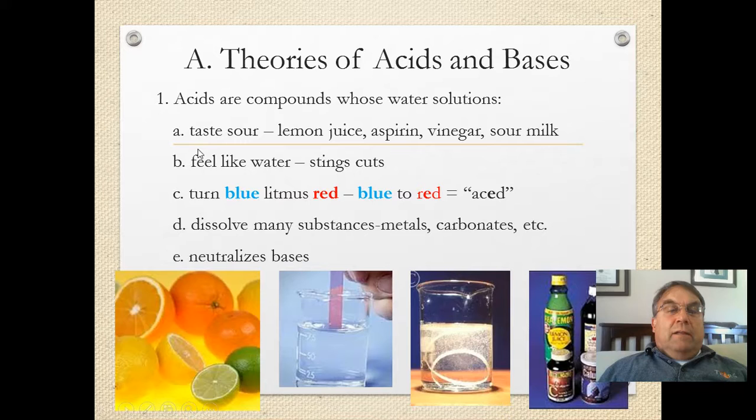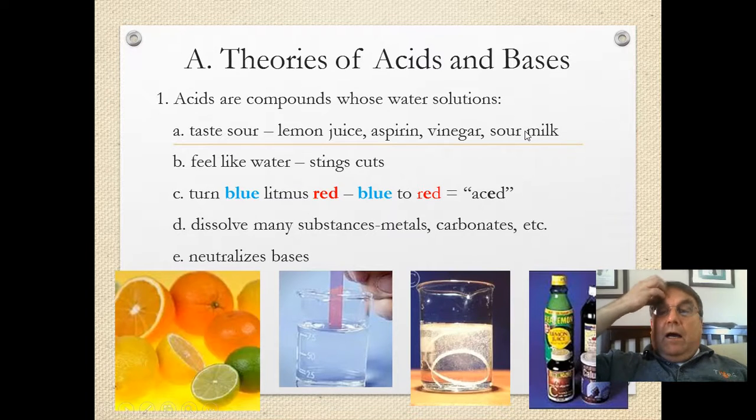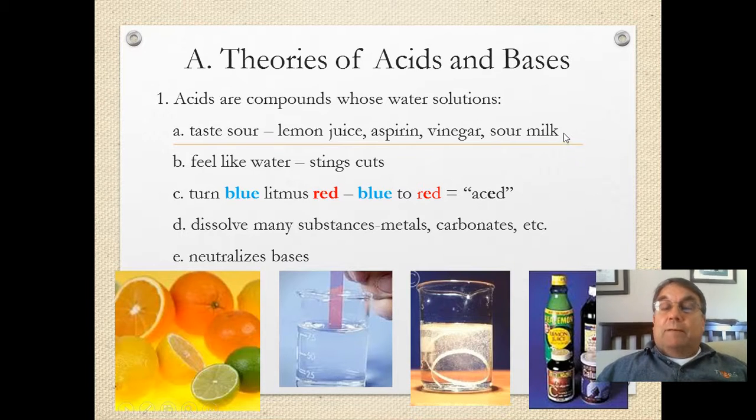So, first of all, something you'd never do in the laboratory, acids taste sour. Things like lemon juice and vinegar are sour because they have acids in them. Lemon juice has citric acid, vinegar has acetic acid. Aspirin, old school headache remedy, has acetylsalicylic acid in it. Sour milk sours because lactose gets digested by bacteria in the milk and produces lactic acid.